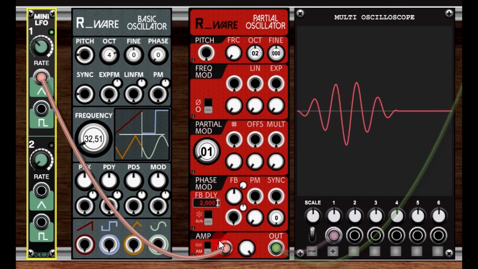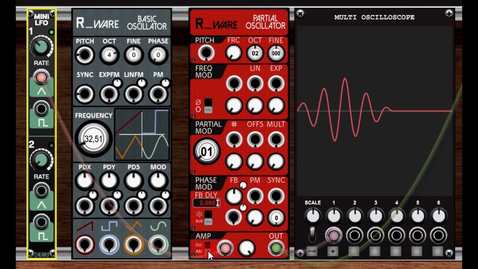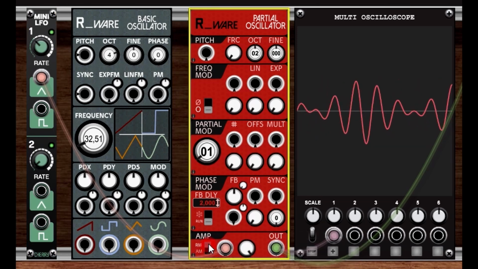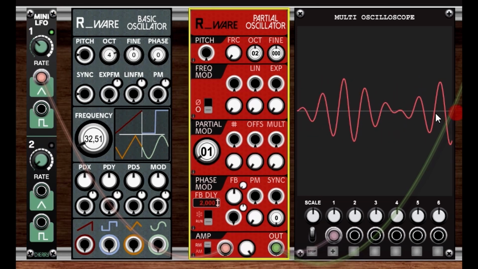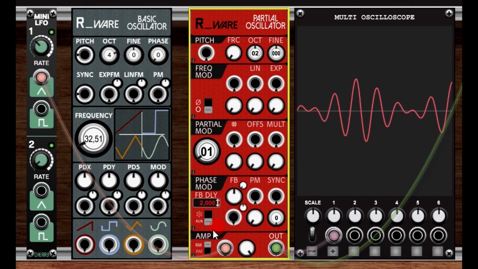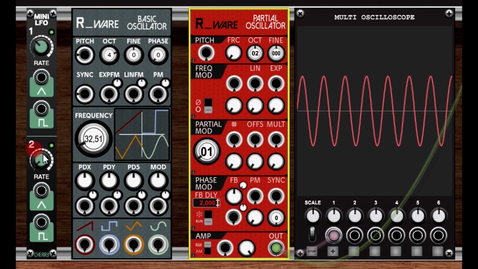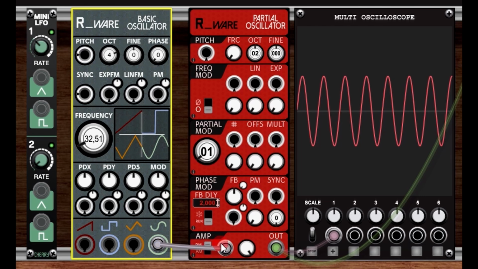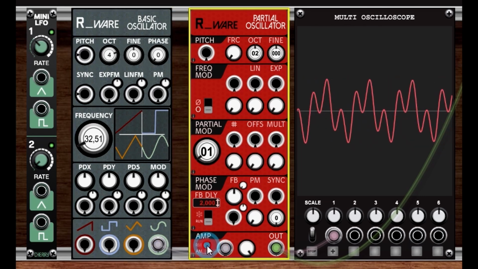Whereas in RM, in ring modulation mode, the wave is inverted. So no periods of silence in between. It gets even better visible when we use audio rate modulation. I take the basic oscillator here at a frequency of about 32 Hertz. Ring modulation at first.